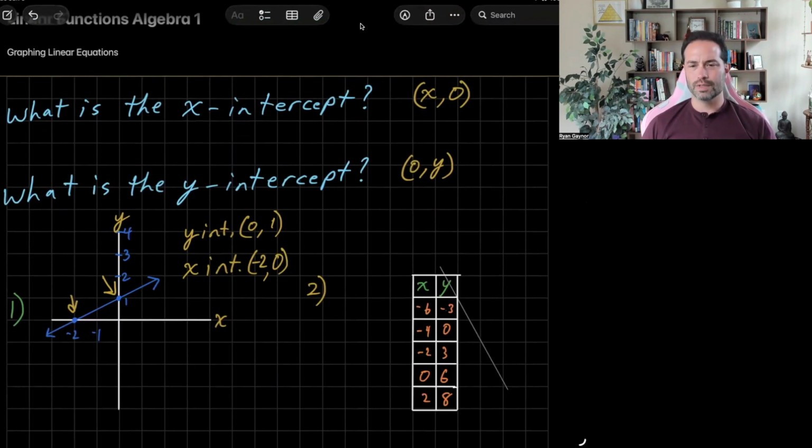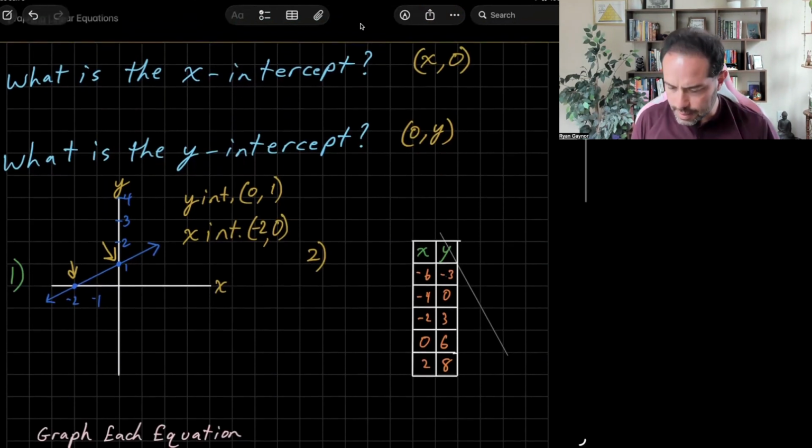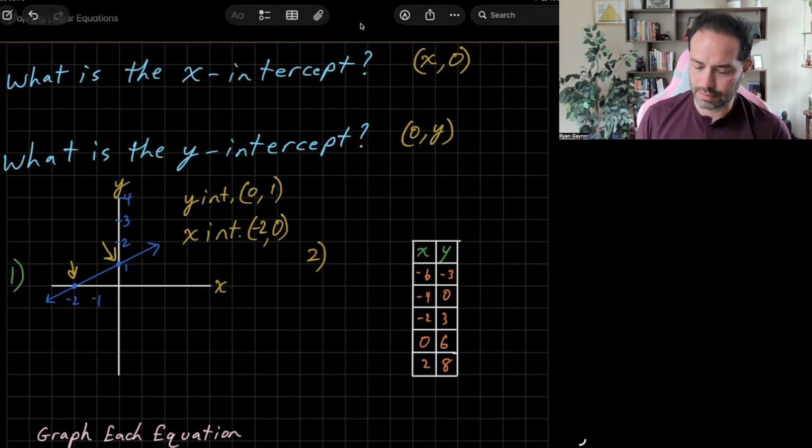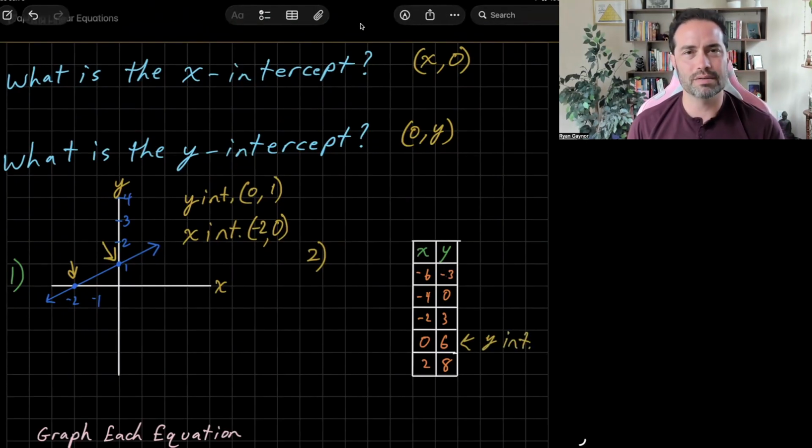Now let's do this again, but this time we're looking at a table. For number 2, we're looking for the y-intercept and the x-intercept. All I have to do is look for when x equals 0. I can see that right here. That would be the y-intercept, because if x is 0, then y will be 6. If I'm looking for the x-intercept, that means that y will be 0, and that happens right here.